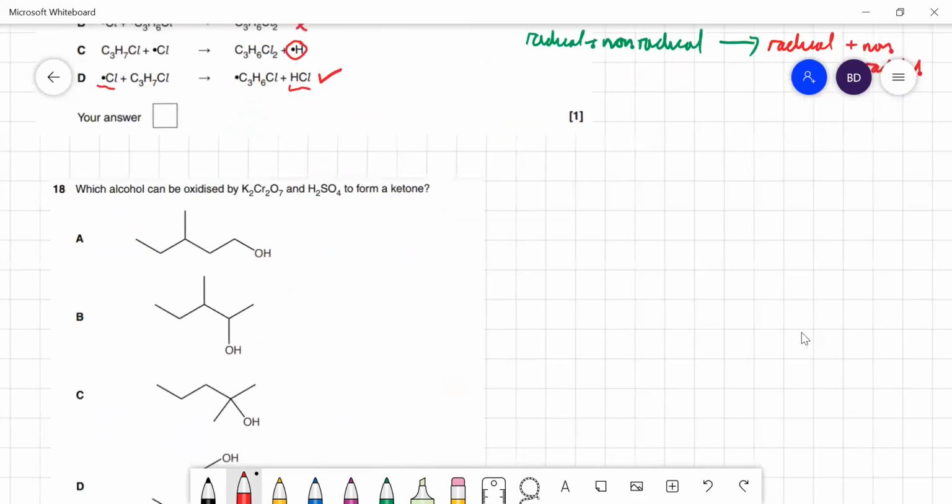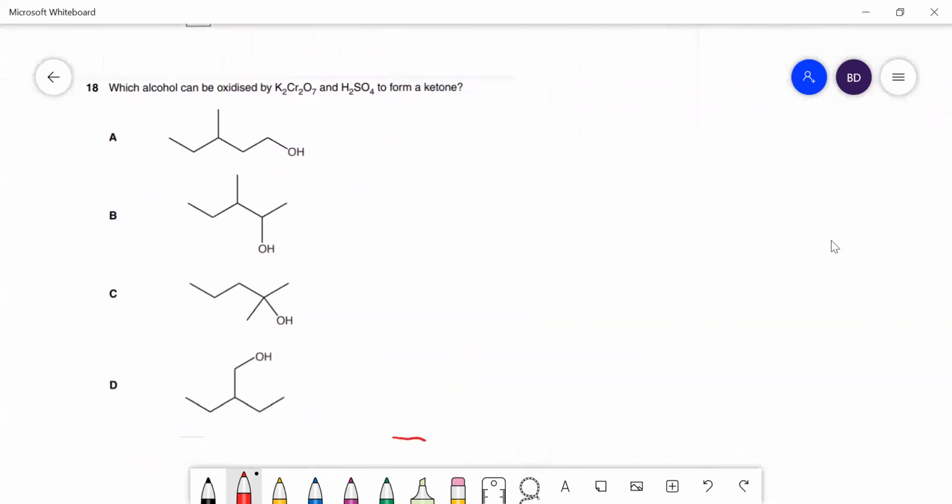18. Which alcohol can be oxidized by potassium dichromate and sulfuric acid to form a ketone? Now, what kind of alcohols do that? Of course, it is secondary alcohols that give you a ketone. Of course, a tertiary you can't oxidize. And the primary goes to an aldehyde, and then one step more to a carboxylic acid.